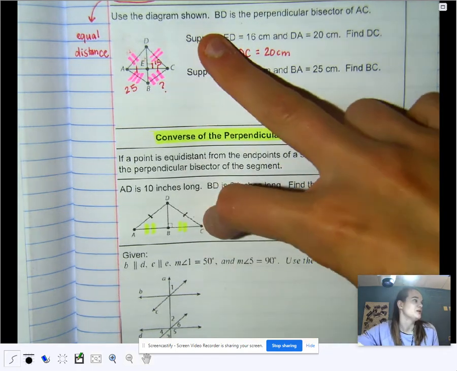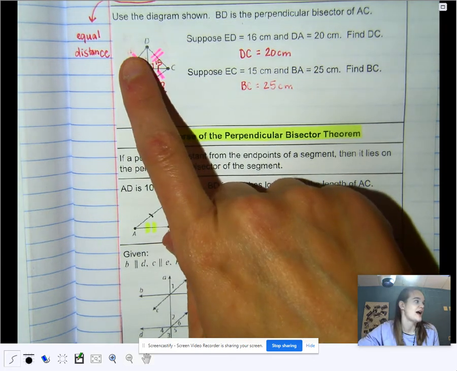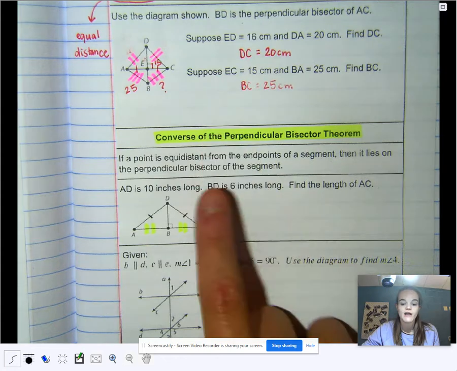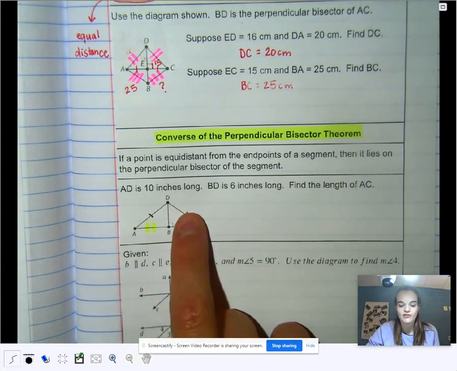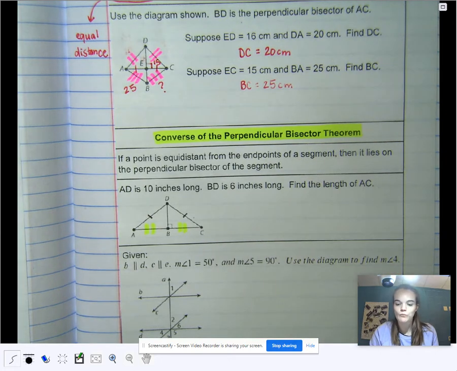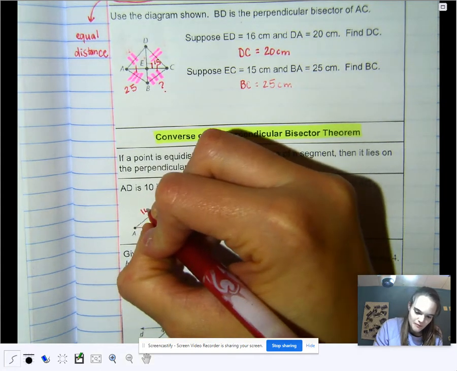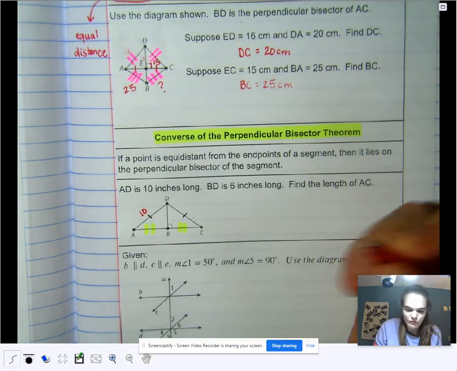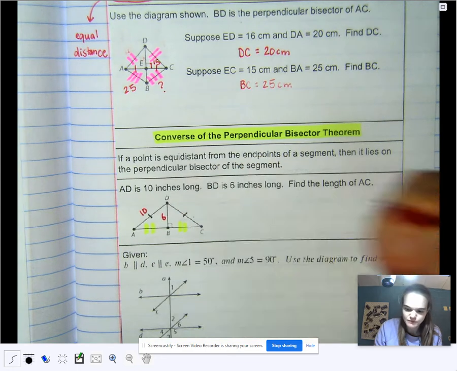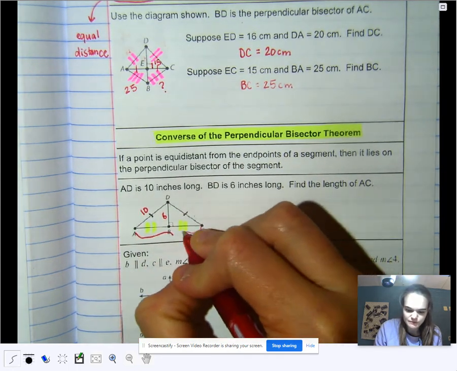So it's kind of the opposite. In this one, we started with the perpendicular bisector and knew the outside segments were congruent. In the converse, we started with the outside segments and knew that right here means that must be the perpendicular bisector. Okay, AD is 10 inches long. BD is 6 inches long. Find AC. Wow, so this one's a little different.